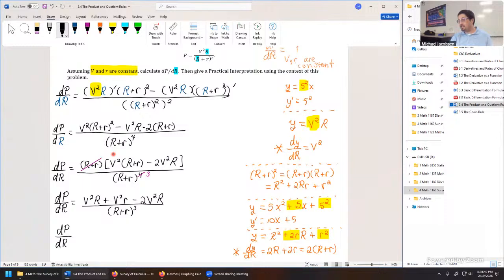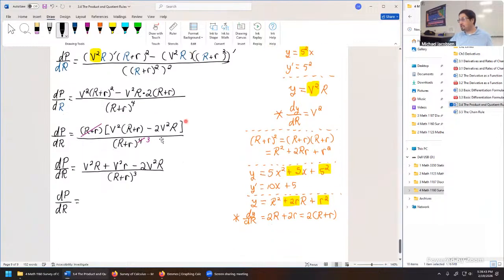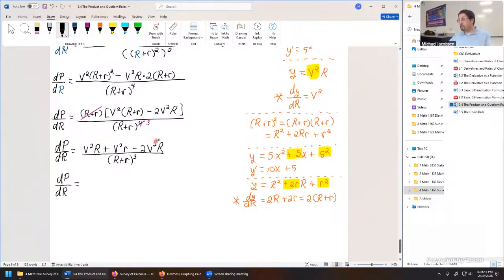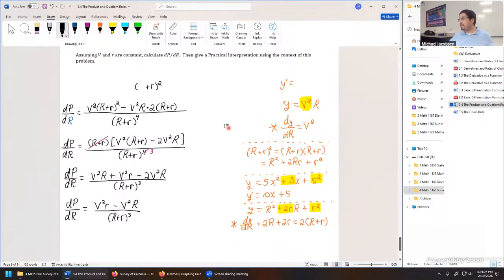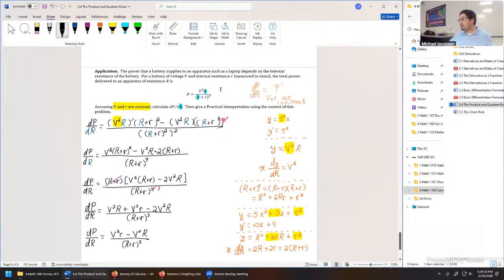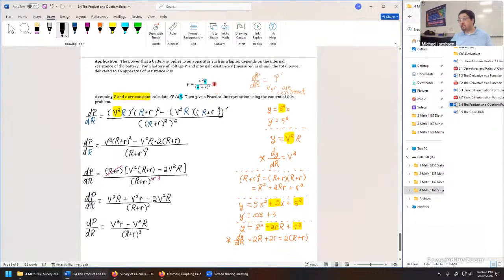And almost there, we now have like terms. There's v squared R minus 2 copies of v squared R, so that's just negative v squared R for those terms. So we could write our end answer as v squared lowercase r minus v squared R, divided by R plus lowercase r to power 3. Finally, we've got it, folks. That's the derivative of the original thing right up here. It's a tough derivative.